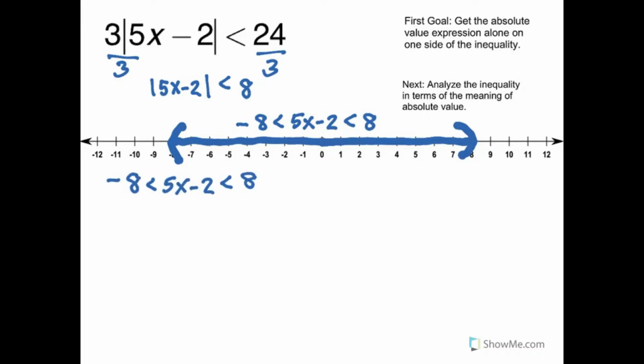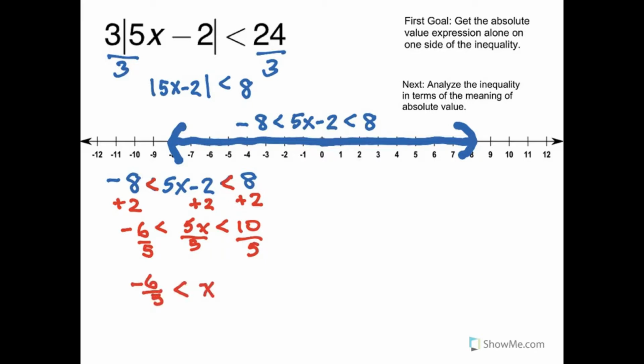I want to get x alone in the middle, so I add 2 to all 3 sides of the inequality, and that gives me negative 6 is less than 5x is less than 10. I keep going to get x alone, so I'm going to divide by 5, again on all 3 sides, and I end up with negative 6/5 is less than x is less than 10 divided by 5, which is 2.